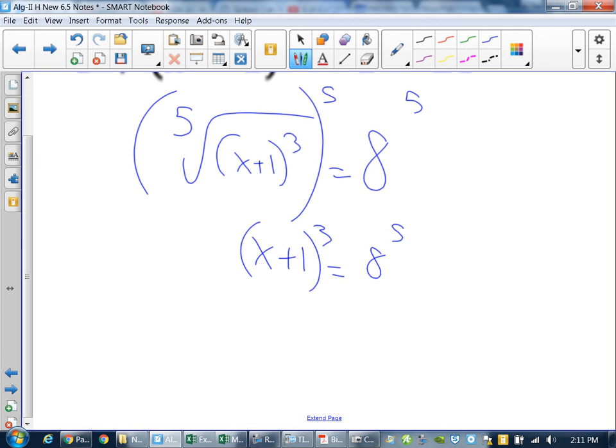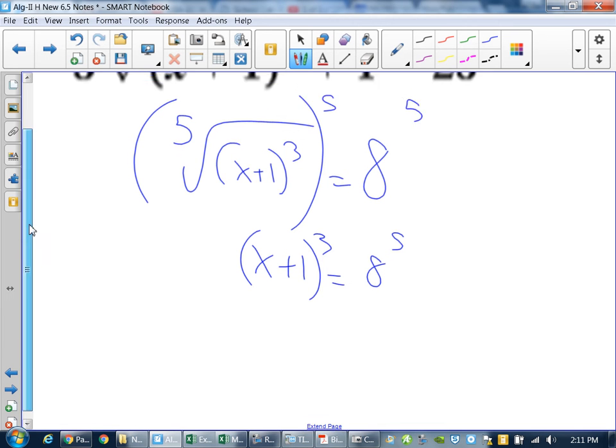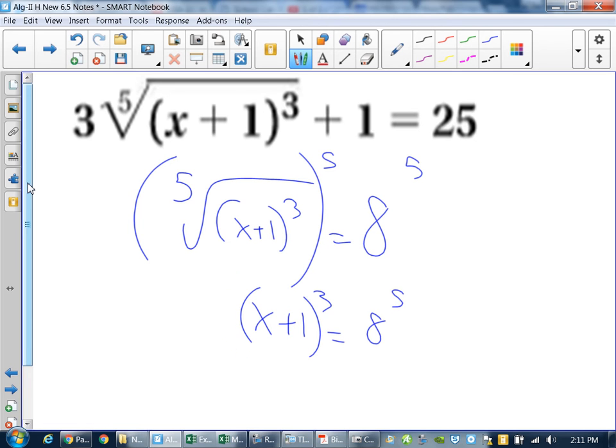32,768. And now at this point, I would have to take the 1/3 root, or cube root, which basically means I'm just multiplying this exponent over here by 1/3. So I get x plus 1 is 8 to the 5/3.